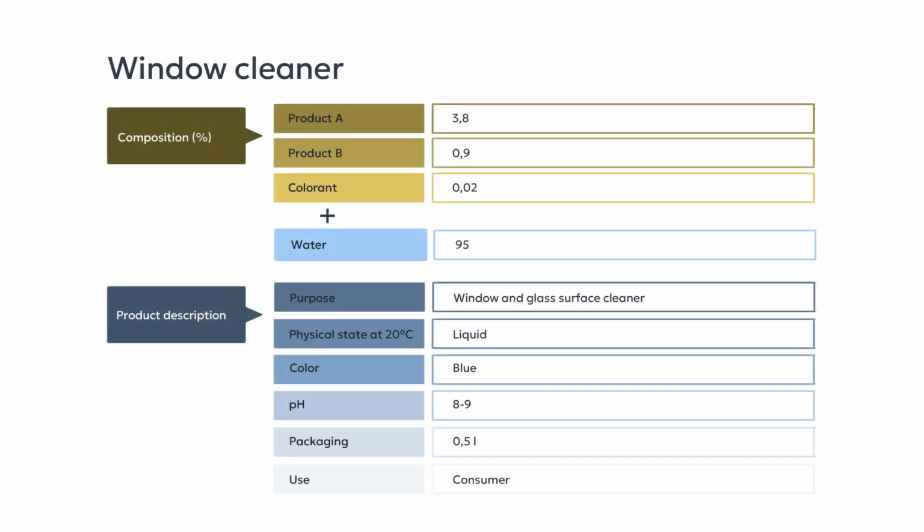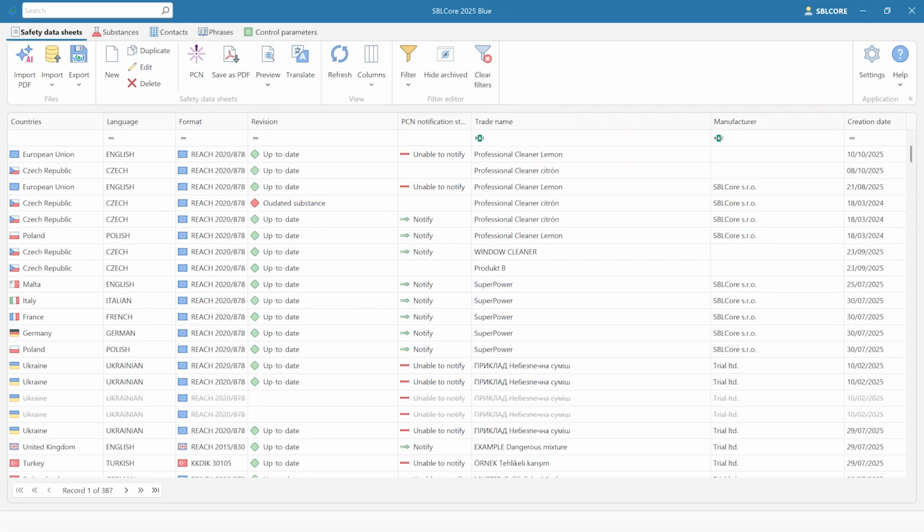In the demonstration, we will go through the preparation of a mixture that contains 3 raw materials and serves as a window cleaning agent. First, we will prepare all input raw materials. 2 of them are already stored in the database, and we will now create the third as a new simplified safety data sheet. Go to the Safety Data Sheets tab and click on the New button.